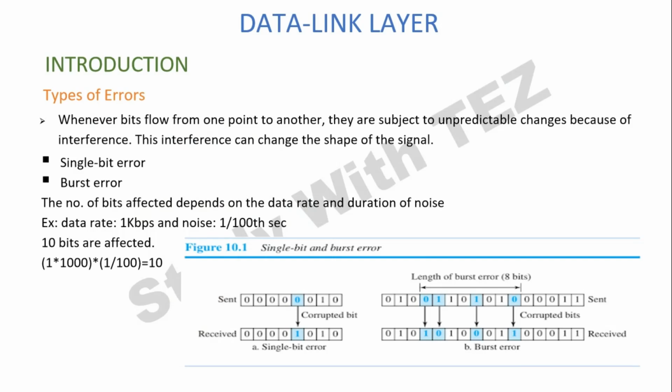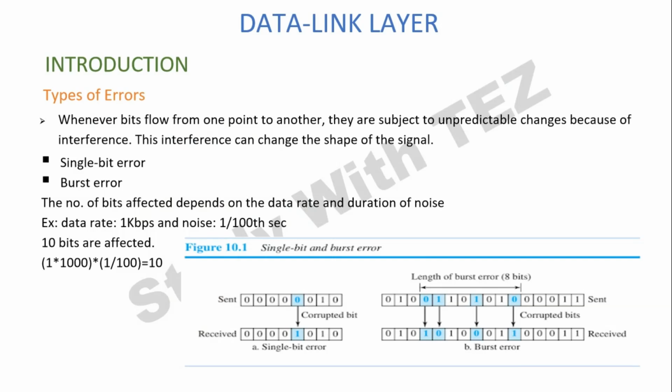The two types of error are single bit error and burst error. The number of bits affected depends upon the data rate and the duration of noise. Usually, since the message length will be too much, most of the time you can expect it to be a burst error itself rather than a single bit error.